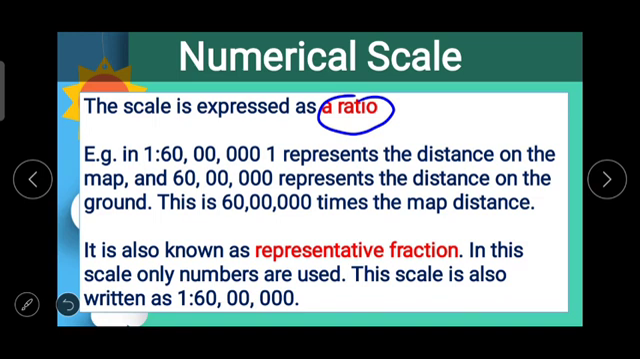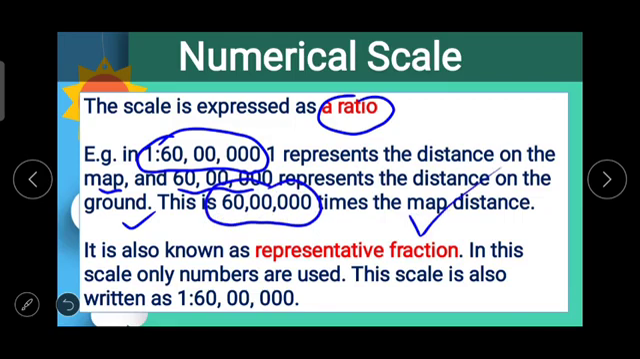Here you can see an example, 1:60 lakh. 1 represents the distance on the map and this number 60 lakhs represents the distance on the ground. Now this is 60 lakh times the map distance in the ratio of that. So it is also known as representative fraction, and in this scale only numbers are used, and that is why this is numerical scale.